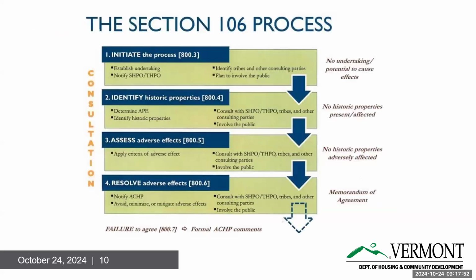So I know you've seen this a number of times, and several of us have this up on the wall, but it really helps to remember the whole process for Section 106. This is where you're establishing and undertaking, you're notifying the SHPO and the TIPO, and we really respect the TIPO as government to government. The SHPO office should not be the one initiating consultation with the TIPO. That belongs to the federal agency, or if it's been delegated to VTrans in consultation with the federal agency.